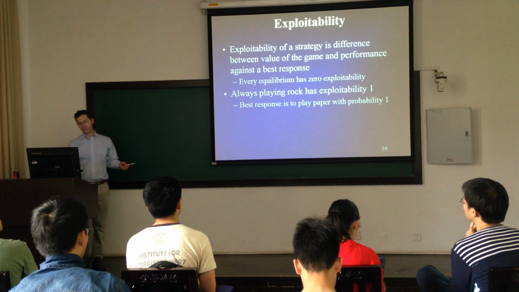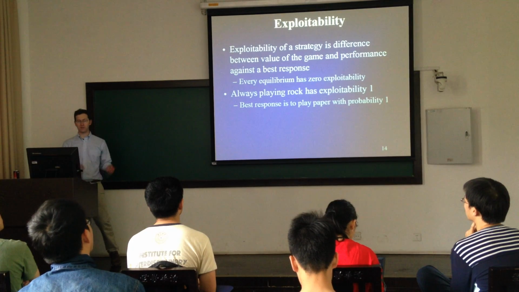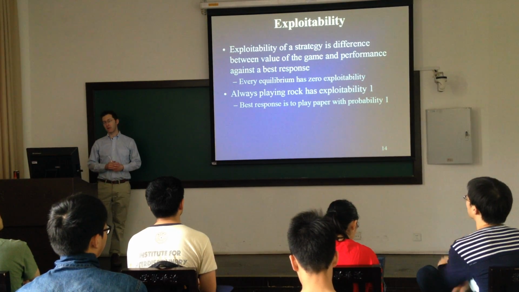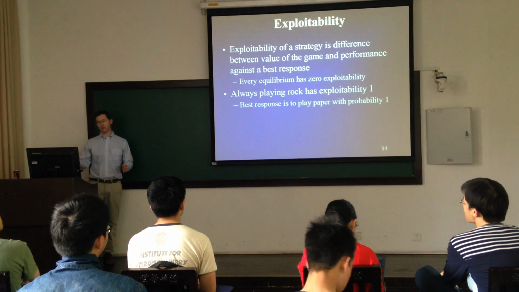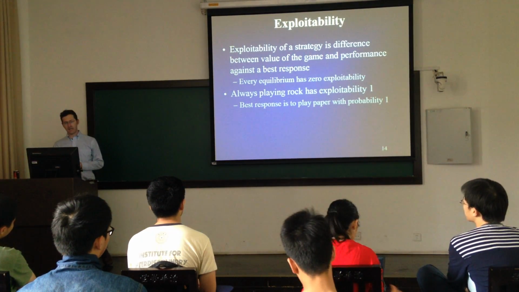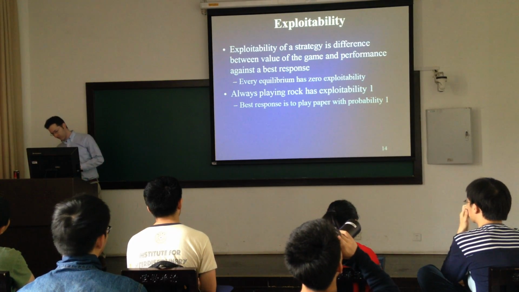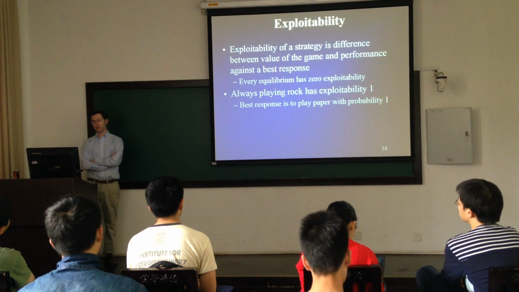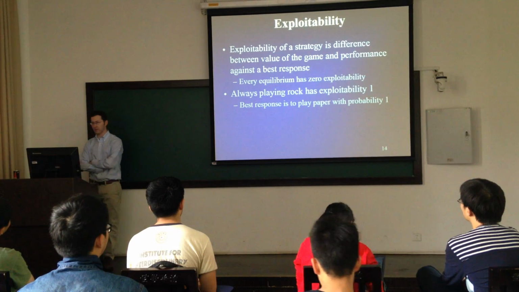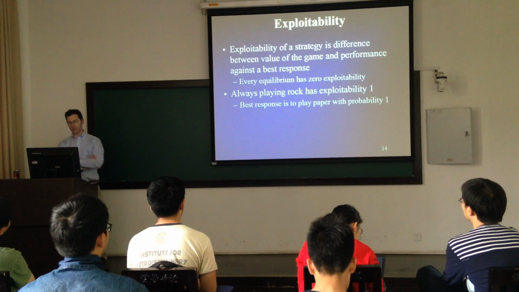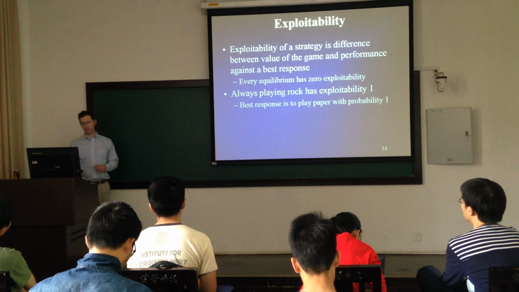So the exploitability of a strategy is defined as the difference between the value of the game and the performance against the best response. So every equilibrium is going to have 0 exploitability because it achieves the value against the best response. And for instance, in rock, paper, scissors, if you always play rock, you're going to have exploitability of 1 because in the worst case it's going to get -1 and the value is 0. And so 0 minus -1 is 1. And so everything else is going to fall somewhere, in this particular game, between 0 and 1 in terms of the exploitability.